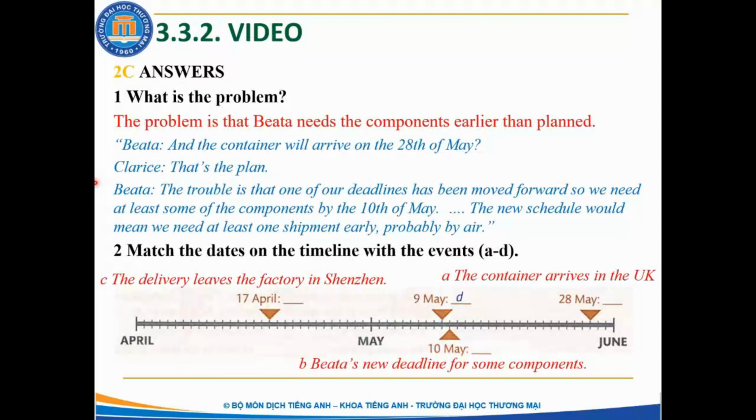In fact, in this conversation, you can see the answer, right? So the container will arrive on the 28th of May. So it should be A here, right? And we need at least some of the components by the 10th of May. It means that Beata's new deadline for some components is on the 10th of May. So B here. And the last one, the delivery leaves the factory in Shenzhen on the 17th of April. C. Alright.